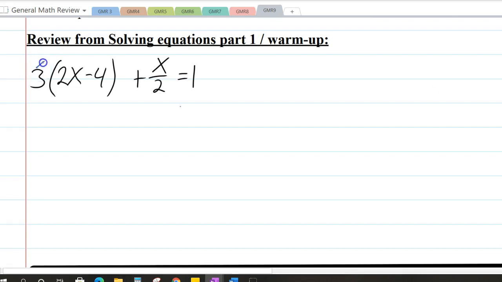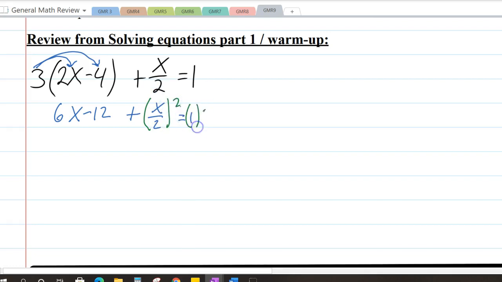The 3 comes in and multiplies times the 2x, and the 3 comes in and multiplies times the negative 4. That gives me 6x minus 12 plus x over 2 is equal to 1. Now, I don't like dealing with fractions, and I don't think you do either. So we're going to get rid of the fraction. In order to get rid of the fractions, we multiply everything by the common denominator, in this case, a 2.